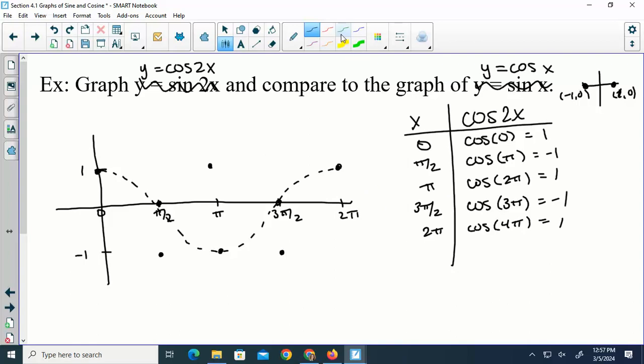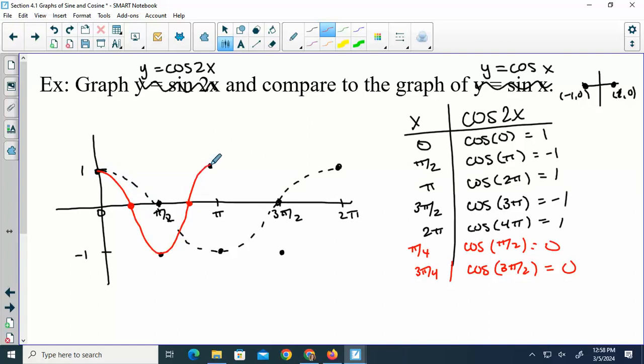So let's look at what happened. If I put in a value right in the middle, between 0 and pi over 2, pi over 4, 2 times pi over 4 is pi over 2. What's the cosine of pi over 2? 0. If I did 3 pi over 4, multiply that by 2, we would get 3 pi over 2. Cosine of 3 pi over 2 is 0, because we shoved it together. So what's happening?